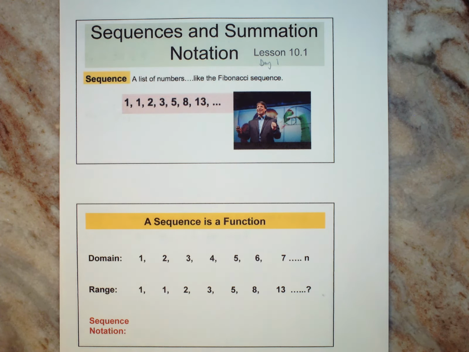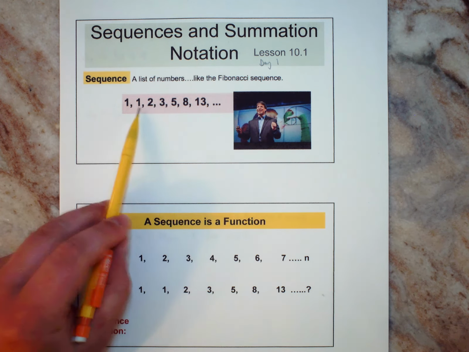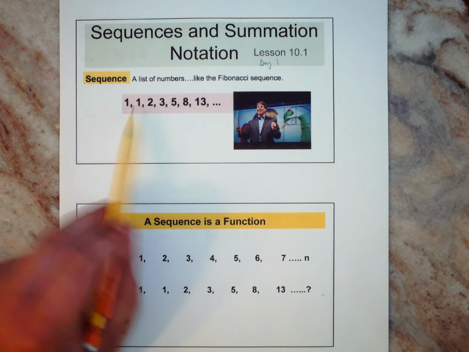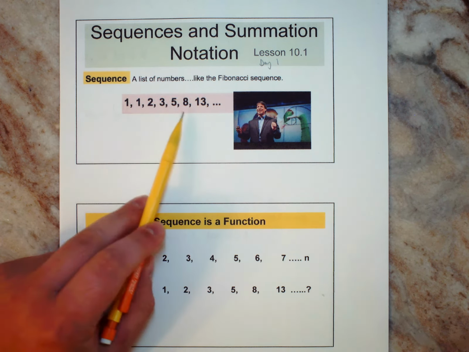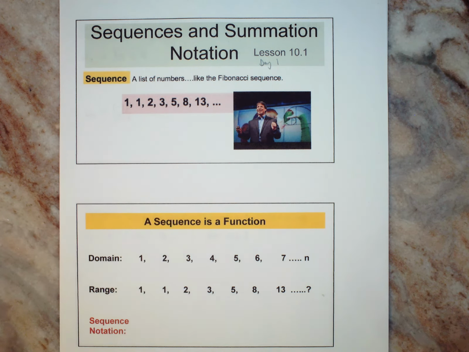First, a sequence is a list of numbers, like the Fibonacci sequence. The Fibonacci sequence is a famous sequence of numbers, formed by adding the two previous terms. So you get 2 by doing 1 plus 1, you get 3 by doing 2 plus 1, you get 5 by doing 3 plus 2, you get 8 by doing 5 plus 3, and you get 13 by doing 8 plus 5. The next term would be 13 plus 8, and so on and so forth.